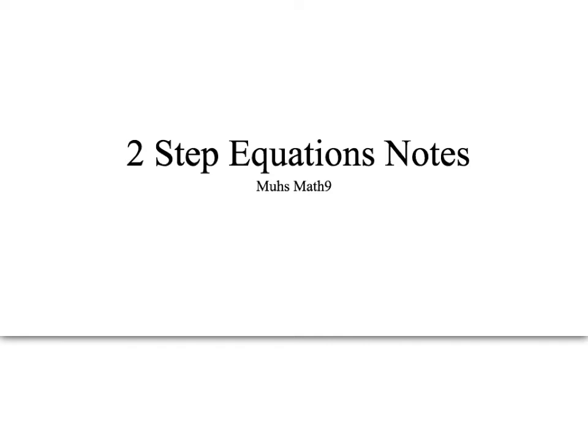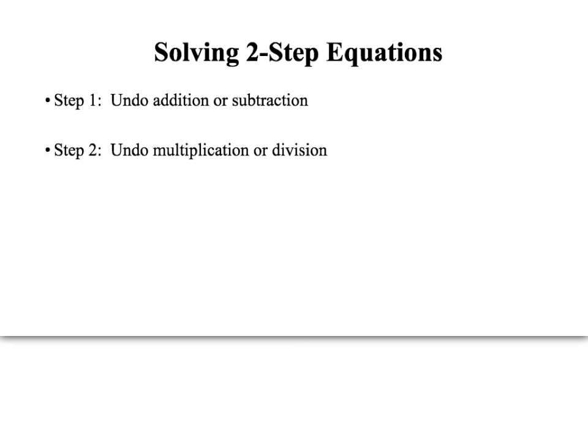Today's notes are going to be on solving two-step equations. There are two steps to solving two-step equations, which is why they're named two-step equations. The first step is to undo addition or subtraction. And then the second step is to undo multiplication or division.